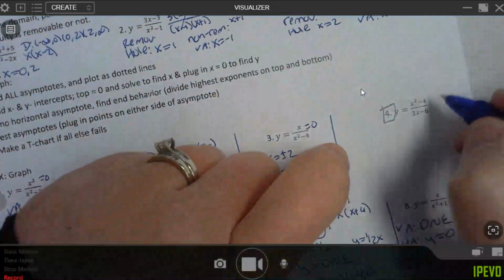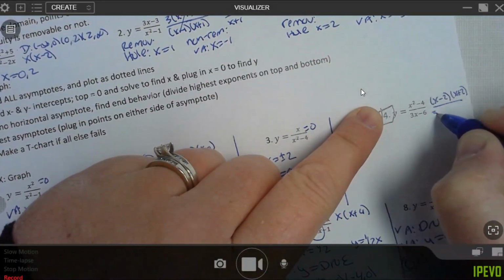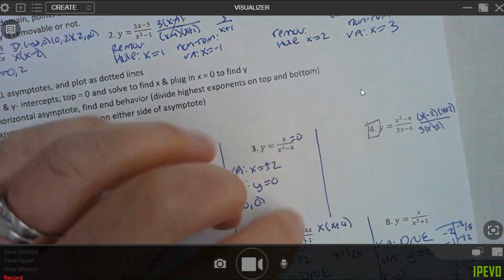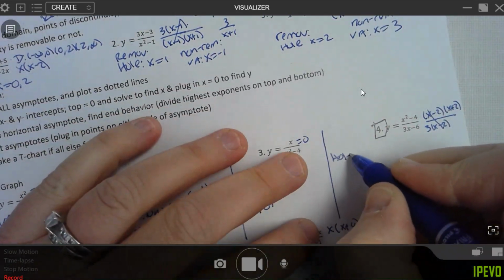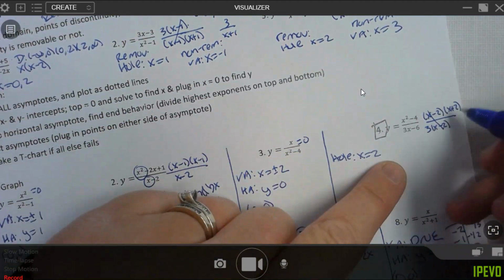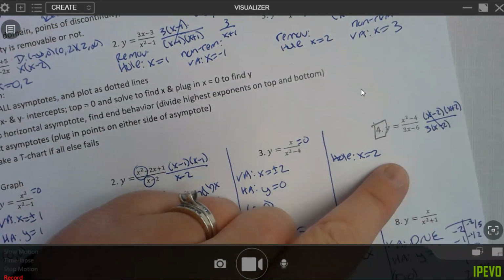So you have to remember to factor your top and bottom to make sure nothing cancels on them. So when I factor my top and bottom, the x minus 2 is going to cancel. So I have created a hole at x equals 2. My function that is left is x plus 2 over 3. x plus 2 over 3. So that's the equation I'm going to answer everything about.